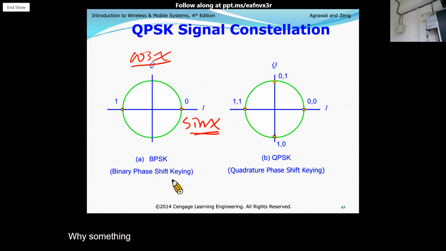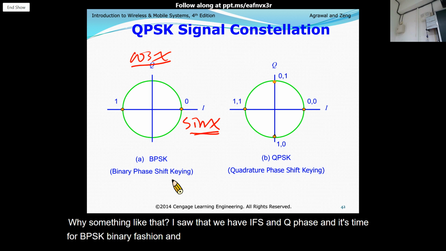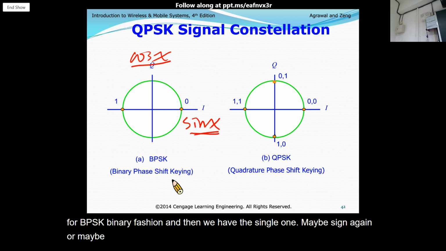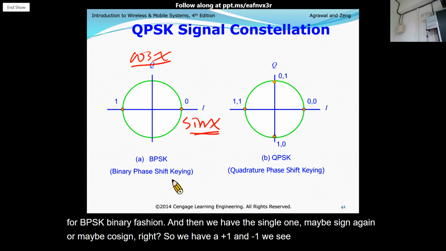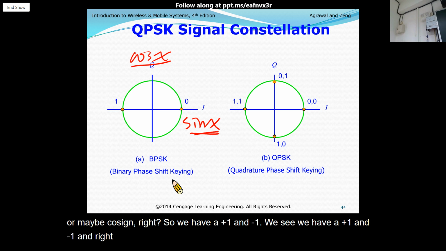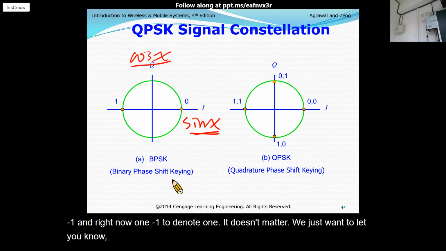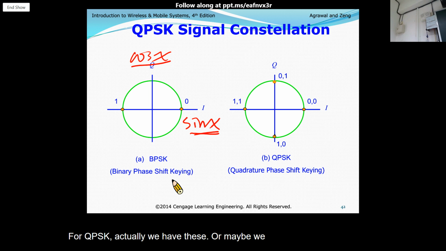And so that we have I phase and the Q phase. And it's time for BPSK, binary phase shift keying, and then we have the single one, maybe sine again, or maybe cosine, right? So we have a positive one and negative one. Previously, we have a positive one or negative one. And right now, why negative one to denote one? It doesn't matter. We just want to let you know, okay, we can have 2 choices. For QPSK, actually, we have these. Or maybe we can have a rotation by some degree, so we will have these.